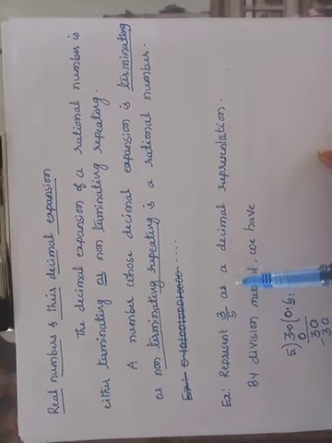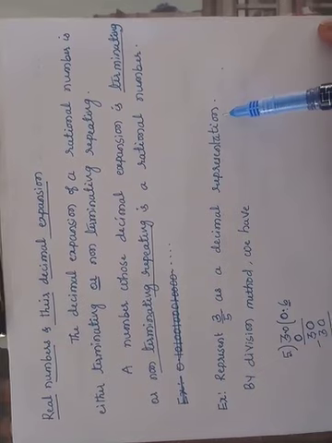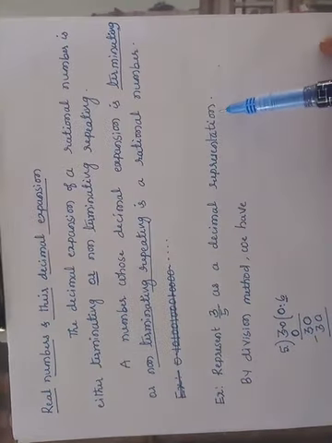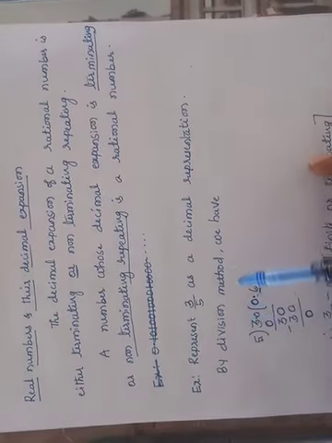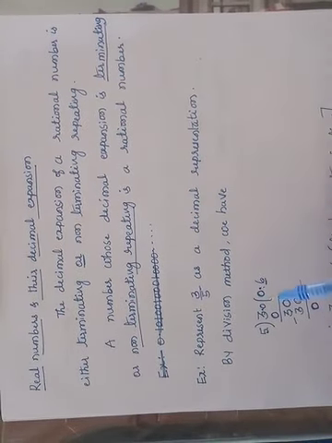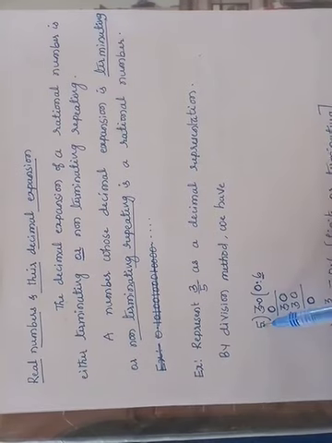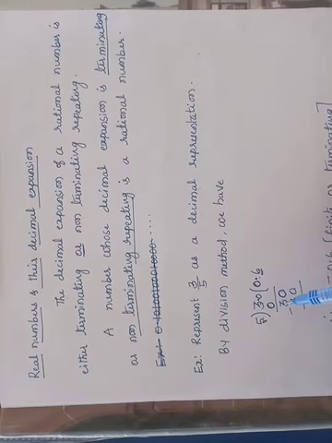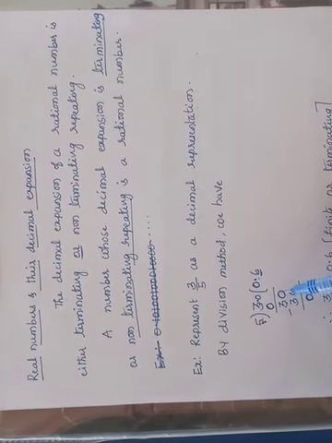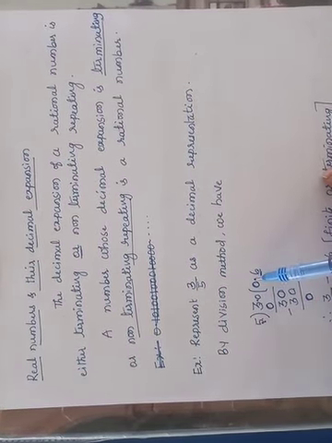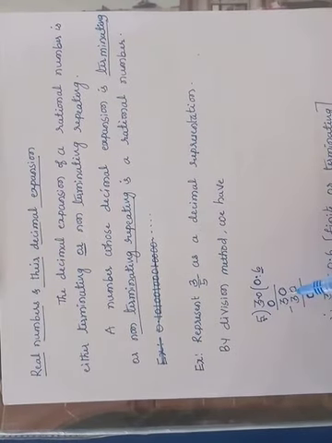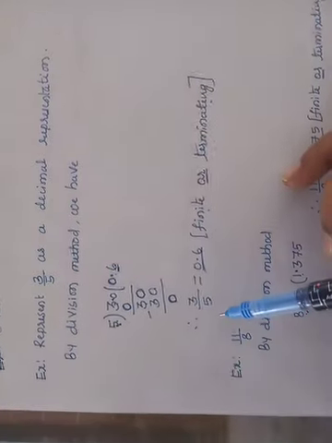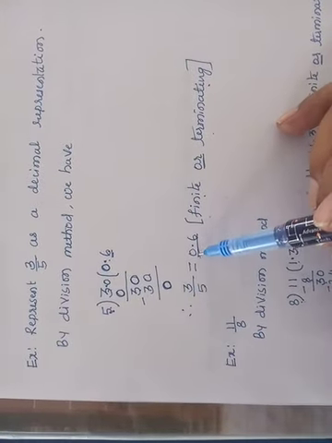Represent 3 by 5 as a decimal representation. By the long division method, we know how to divide. 3 divided by 5. 3 is less than 5, so 0 here. 3 minus 0 gives us 3 only. Write 0 here and 0 point here also. 5 sixes are 30. 30 minus 30 gives us 0. Therefore, the decimal expansion of 3 by 5 is 0.6.